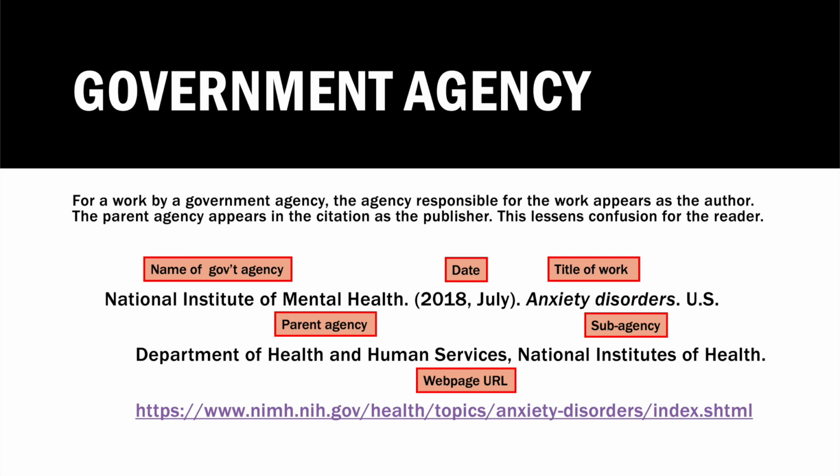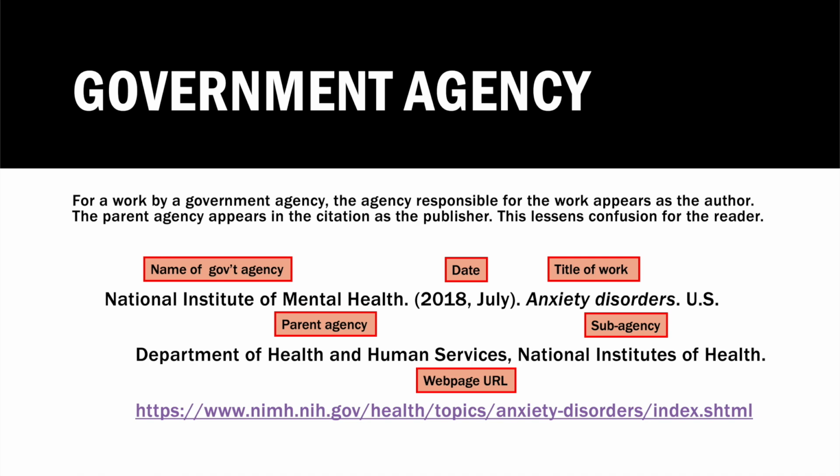Government agency. For a work by a government agency, the agency responsible for the work appears as the author. The parent agency appears in the citation as the publisher. This lessens confusion for the reader. In the example here, the first thing we see is the name of the government agency, which is directly responsible for this source, the National Institute of Mental Health.